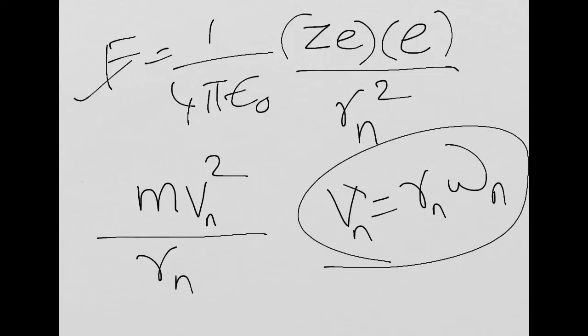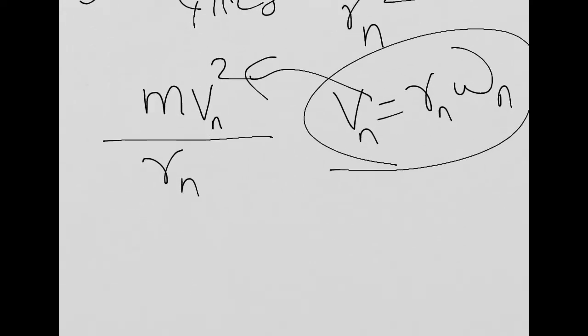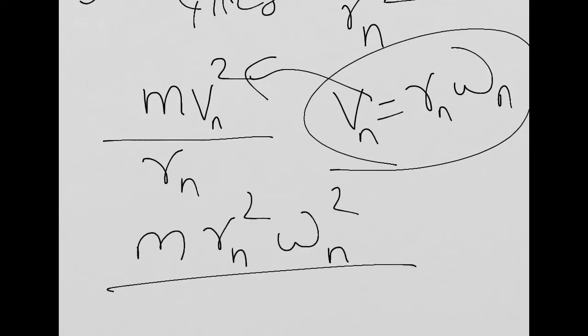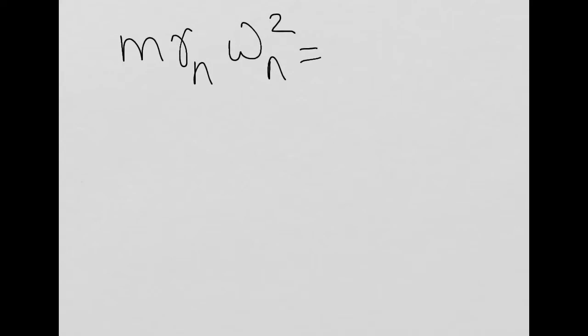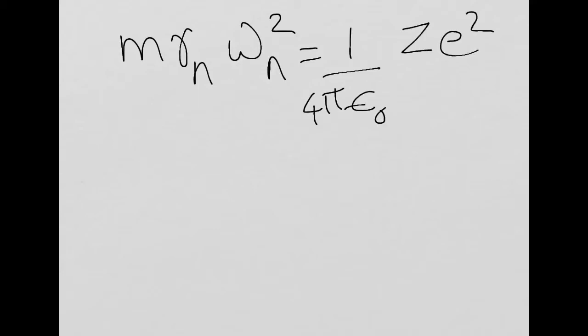Substituting this in, I'm going to end up getting m rn square omega n square by rn, of which one rn can cancel off. So the centripetal force is m rn omega n square. So m rn omega n square is the centripetal force, or the circular force, which was actually provided by our electrostatic force, 1 by 4 pi epsilon naught ZE square by Rn square.